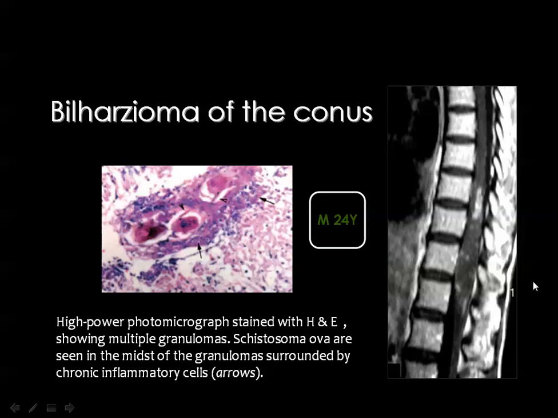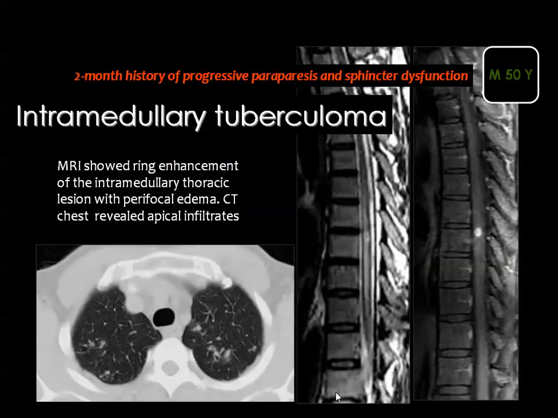Actually, with the classic age of presentation, you may have samples from the lesion, and you can detect the bilharzia ova as well as the chronic inflammatory cells, diagnostic of bilharzioma of the conus medullaris.